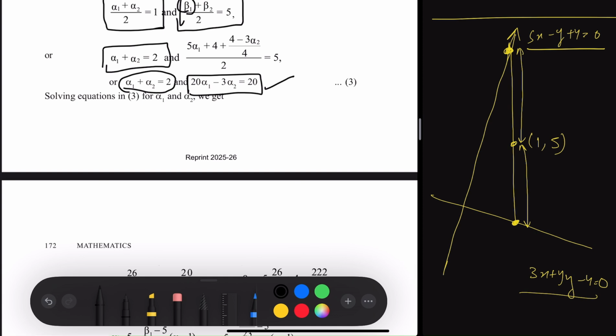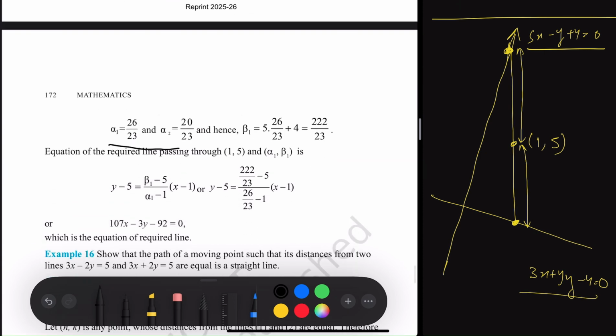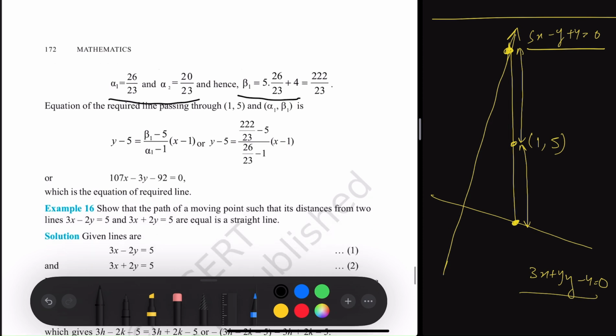So solving these two, we reached the value of alpha 1 and alpha 2. Hence we got the value of beta 1 and beta 2 as well. And then we can easily find the equation by using any of the formulas that we have studied till now.